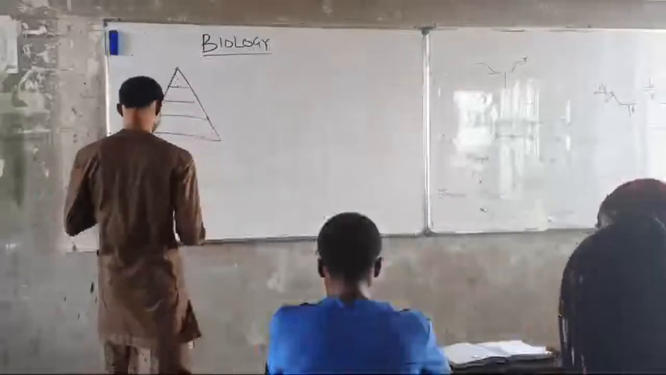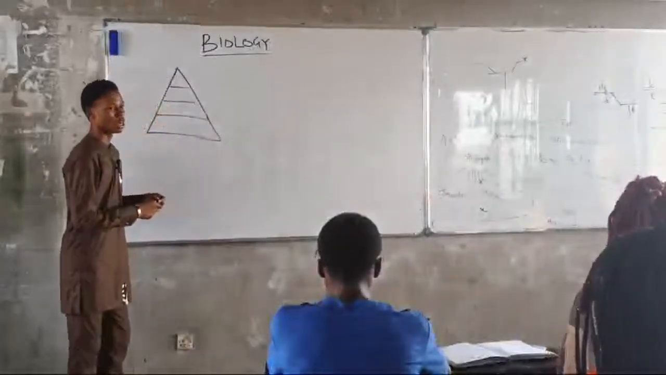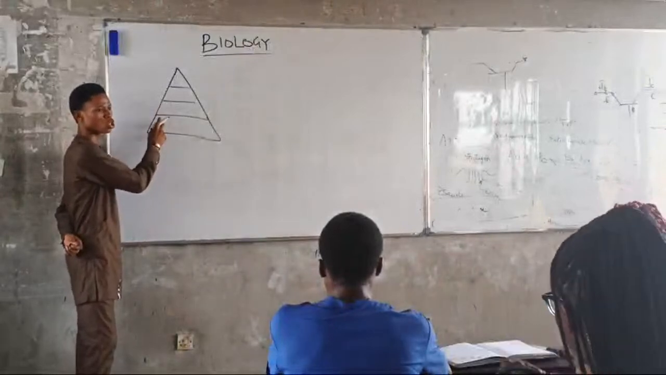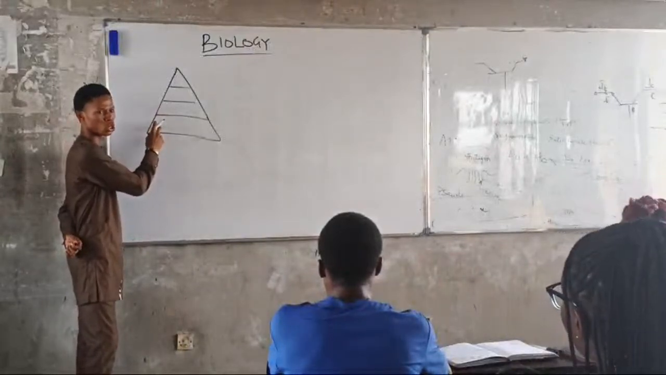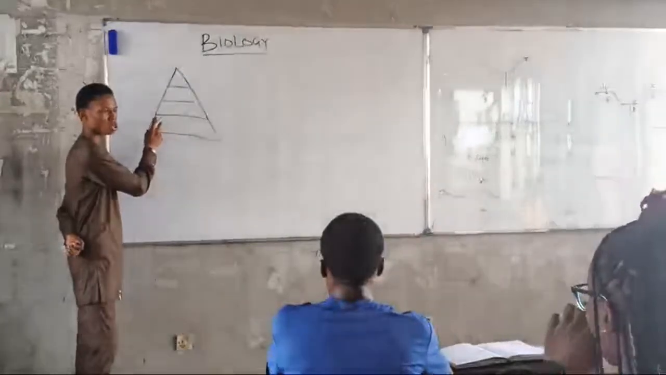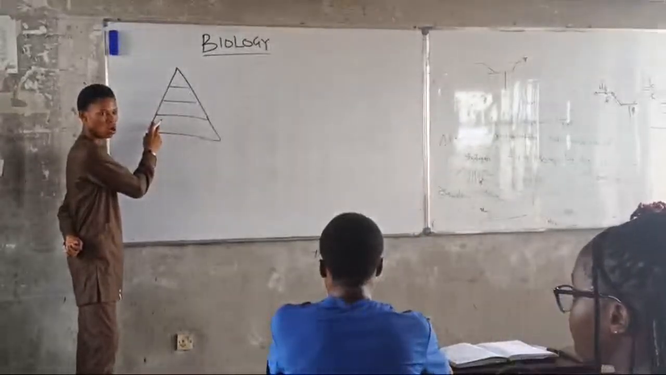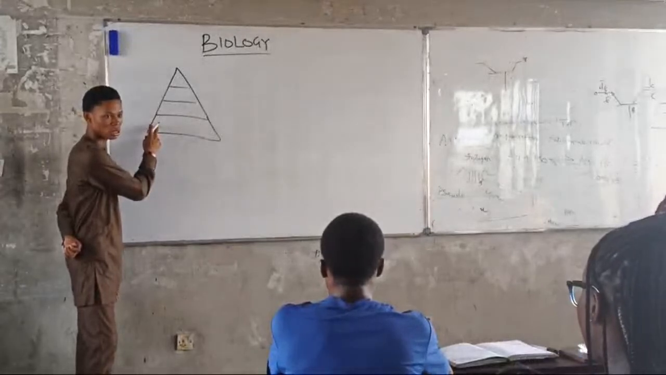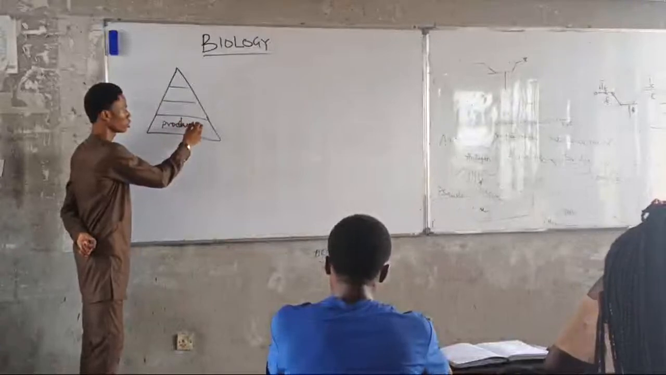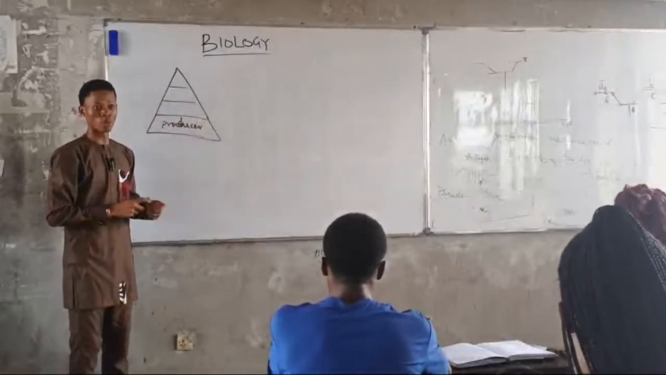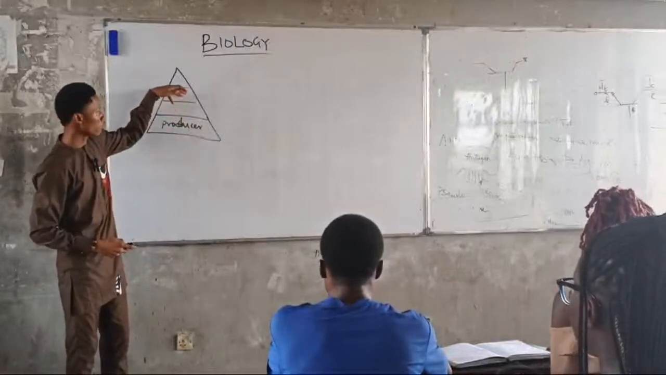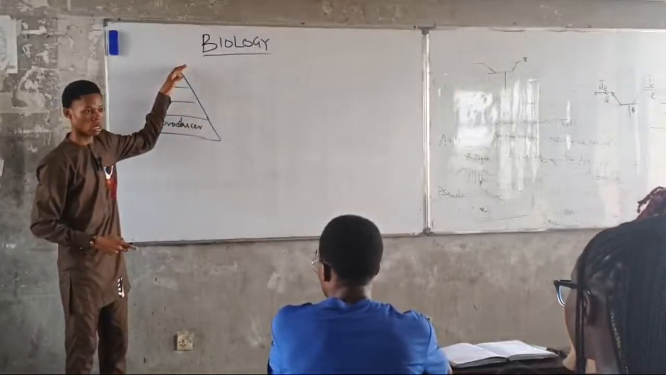All right, so the pyramid of numbers, we said if this is the pyramid of numbers, what will be at the bottom? Is it the producers, the primary consumers, secondary consumers, or tertiary consumers? What will be here in pyramid of numbers? Producers. Why? Because they are the highest in number, right? Then next to primary consumer, secondary consumer, and tertiary consumer, is it not?